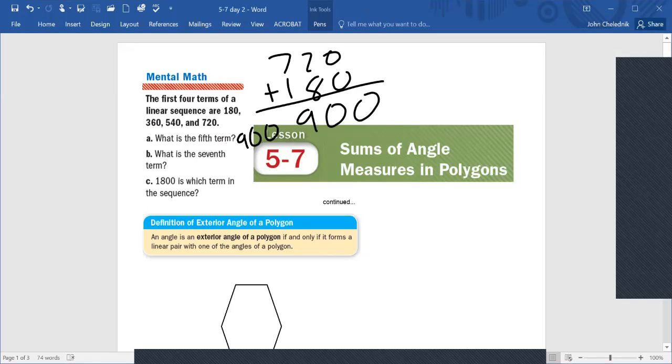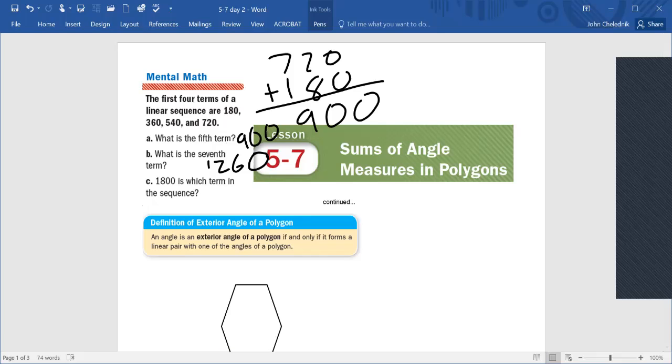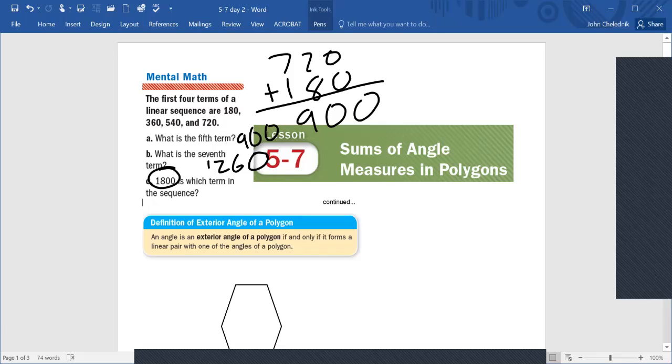What is the seventh term? Well, the sixth term would be 1080, and the seventh term would be 1260. There you go. Part B is 1260. And then in part C, it says 1800 is which term in the sequence? Well, think about it this way. Each time we're adding 180, the number 1800 is a 180 with a 0 after it, meaning it would be the 10th term in the sequence because 180 times 10 is 1800.